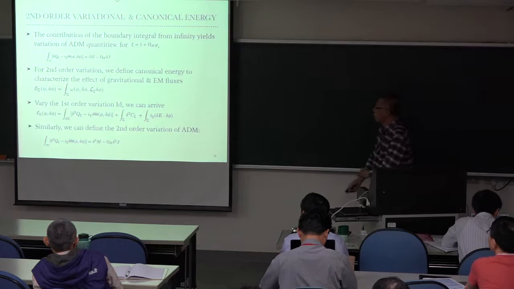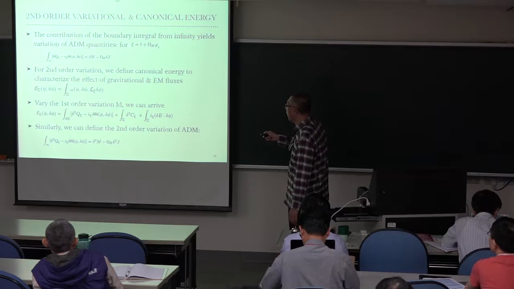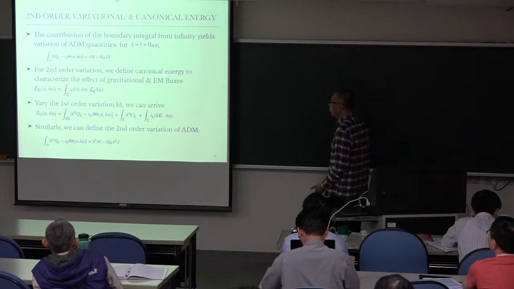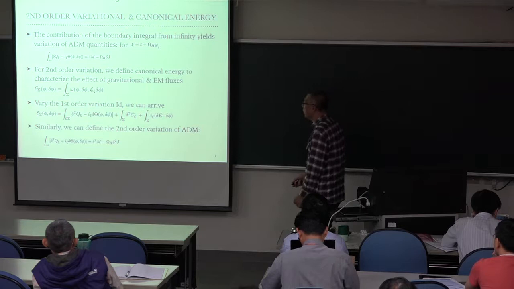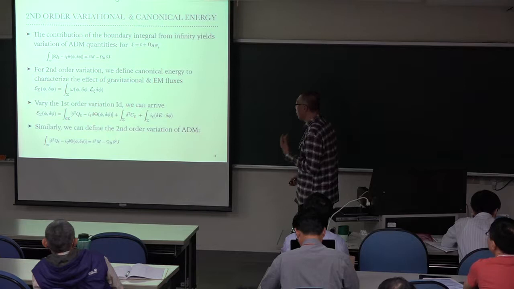Okay, so for example, if you evaluate this quantity at infinity, actually you will get the ADM mass and the ADM angular momentum. The variation of ADM mass and variation of angular momentum. Omega H is the angular velocity on the horizon. And so this is the first order linear perturbation. And then we can go to the second order variation.